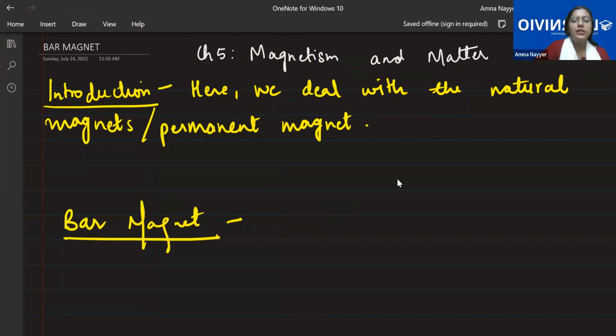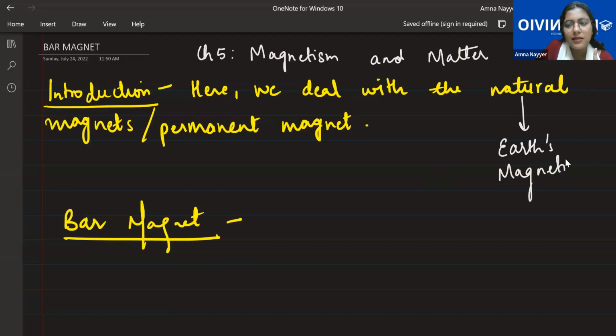Now, we'll be mostly focusing on bar magnets and their properties. As it's written in the introduction, here we deal with natural magnets and permanent magnets. Class, natural magnet means Earth's magnetism. Earth's magnetism means that it is as if this entire Earth was replaced with a very big bar magnet. But class, this has been deleted.